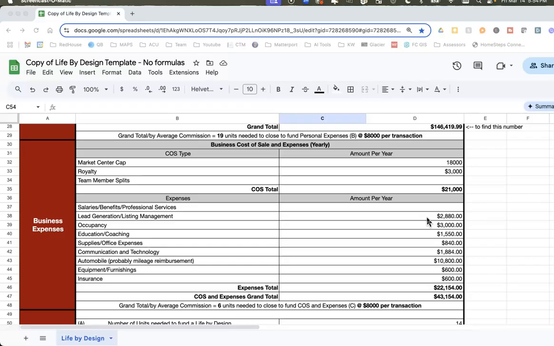Next, how much am I spending on lead generation and listing management? And I'm spending about $240 a month. So when I multiply that times 12, I come with $2,880 a year. Occupancy, my office rent is $250 a month, times 12 is $3,000.